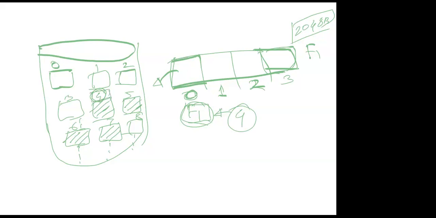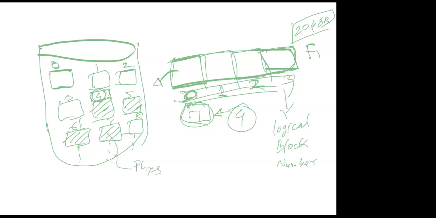Here you just clear this block in RAM, and from this RAM you just write it. Then it is done. You don't need to remember this block number. Now this block number is known as the logical block number, and this is known as the physical block number.